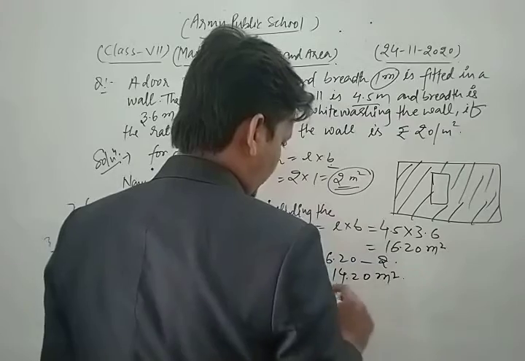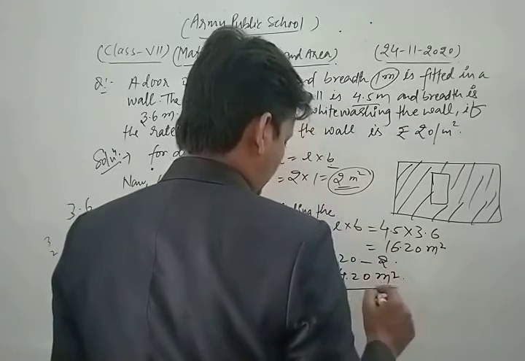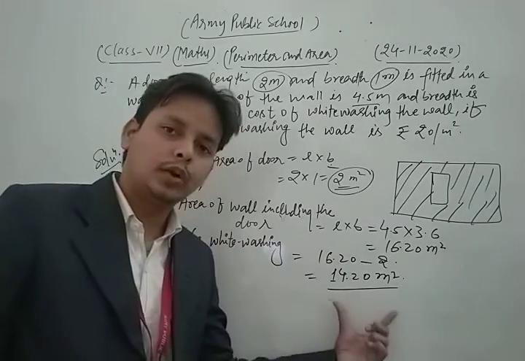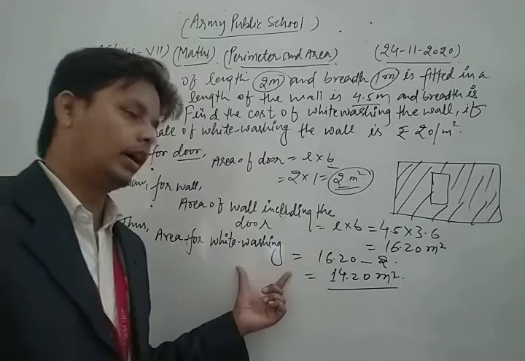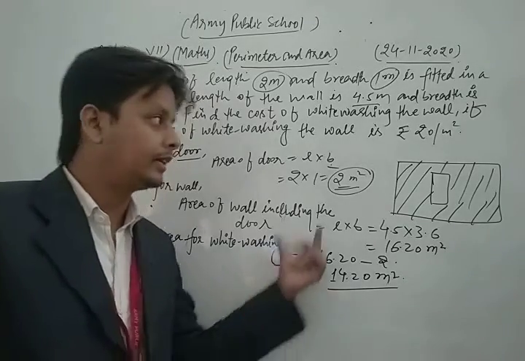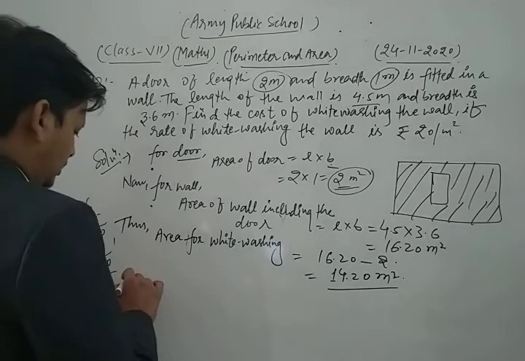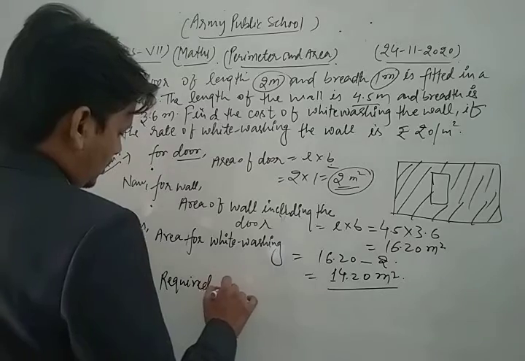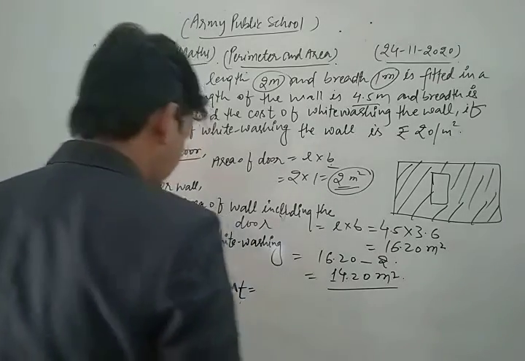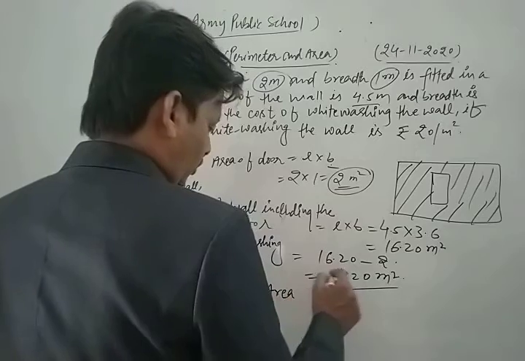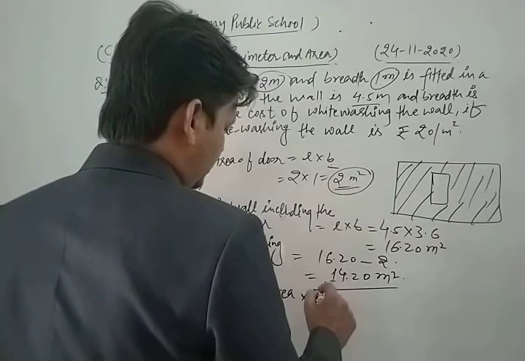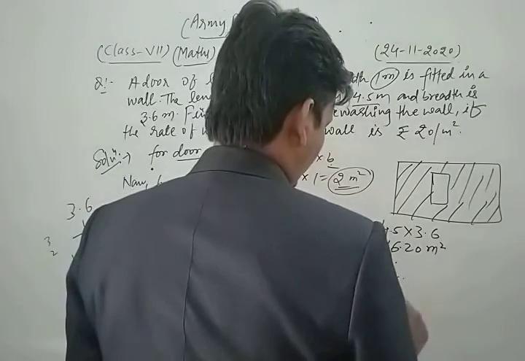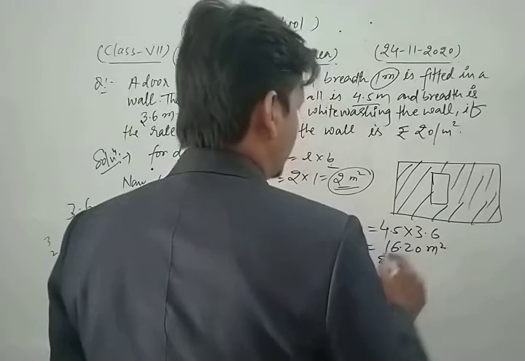14.20 meter square. This is the required area for whitewashing. Okay, now what do we find? We find the cost. So the required cost will be what? Area for whitewashing into rupees per meter square. So the area for whitewashing is 14.20 into rupees per meter square.